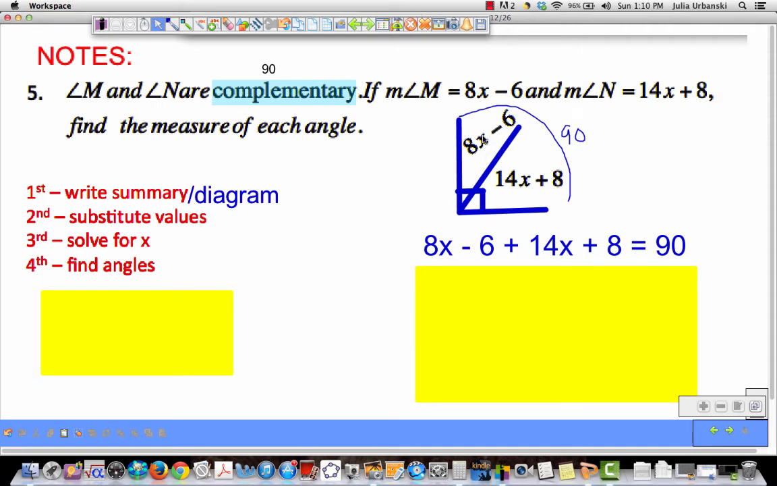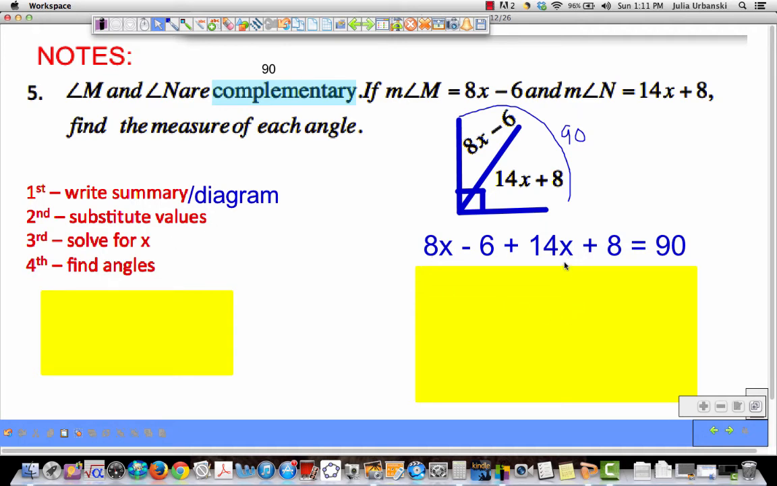This inside angle plus this side angle together make a total of 90 degrees. So that's drawing the diagram. Now we're substituting the values. Next step is to solve for x. So we combine our like terms.